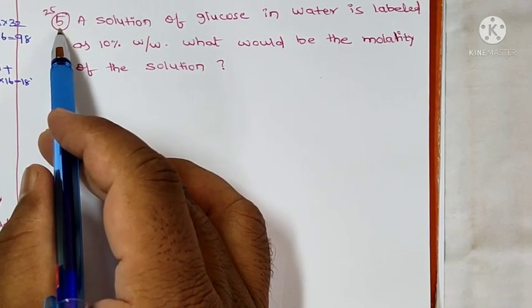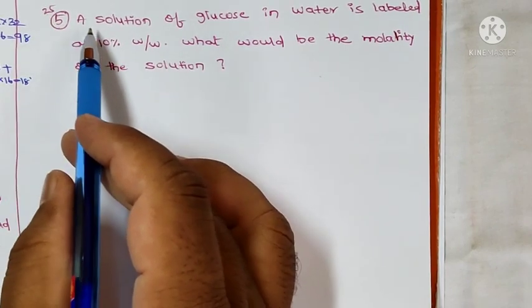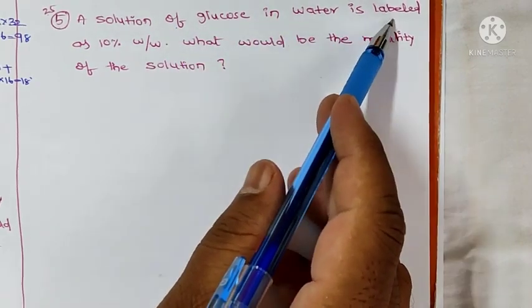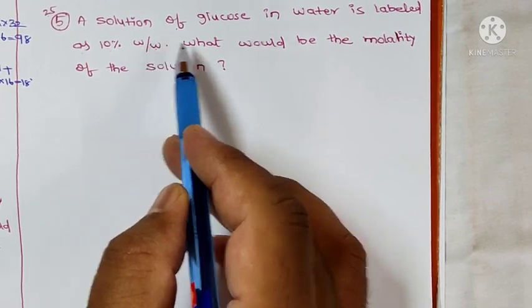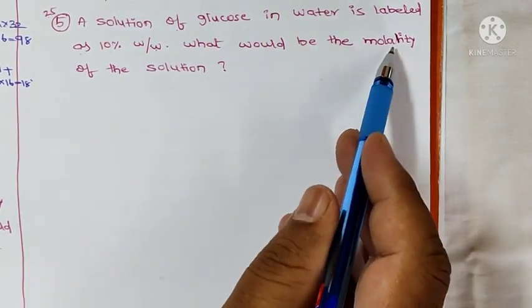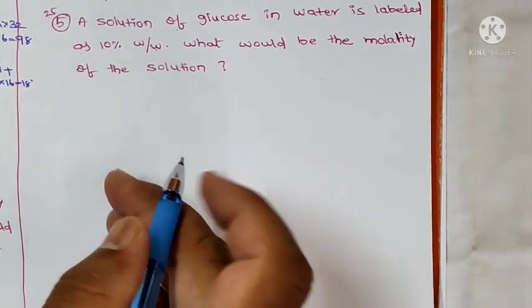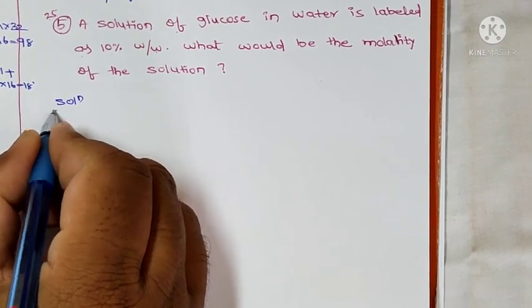Next, problem number 5. In the textbook, question number 25. A solution of glucose in water is labeled as 10% w/w, mass by mass. What would be the molality of the solution? Let us solve that problem.